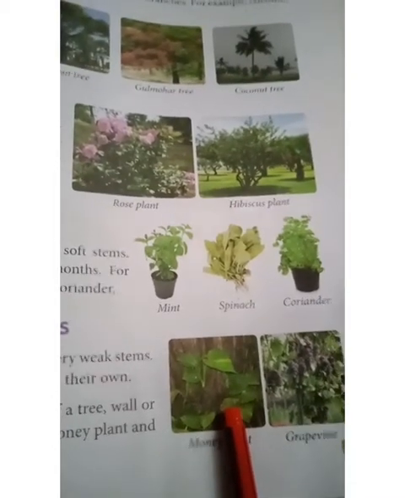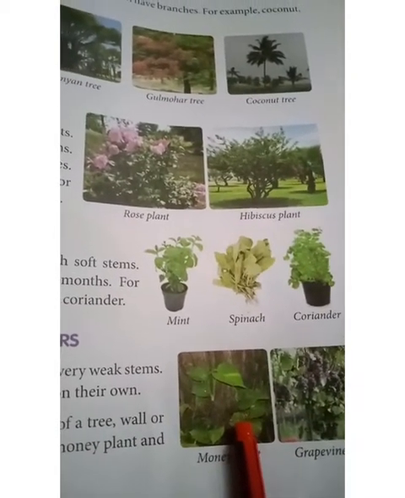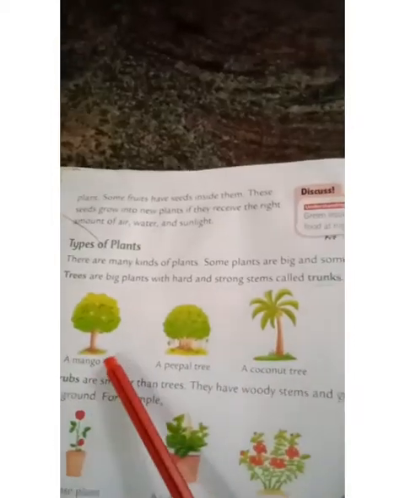So all of you understand? Did you understand? So, types of plants. Once again, all of you listen. There are many kinds of plants. Some plants are big plants. Some plants are small plants.